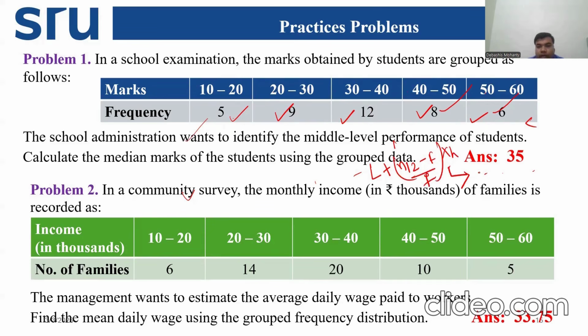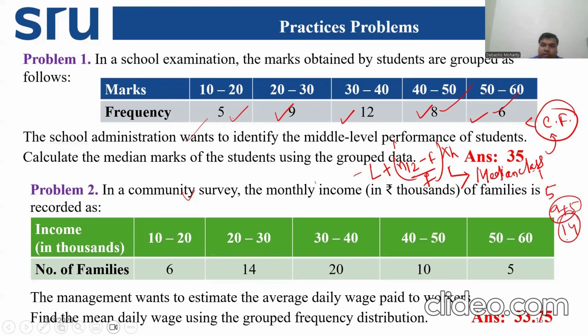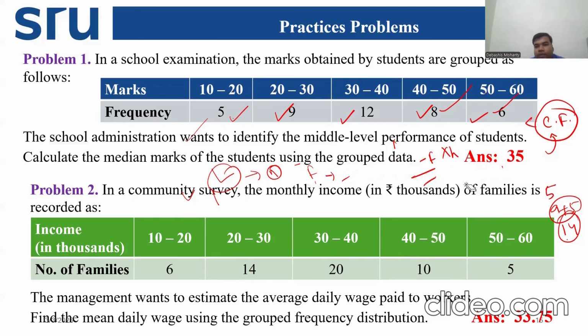To identify the median class, we need to find the cumulative frequency. So how to compute the cumulative frequency? The first one will be 5, then 9 plus 5, then the next is 12 plus the previous, and so on, a similar procedure. After finding this, we need to compute the capital L value and n value. Capital F means the cumulative frequency before the median class. Small f is the frequency of the median class. So all these things we need to incorporate in this. And after incorporating all these, we can find the value, that is, the answer is 35. Just verify this. Answer is 35.